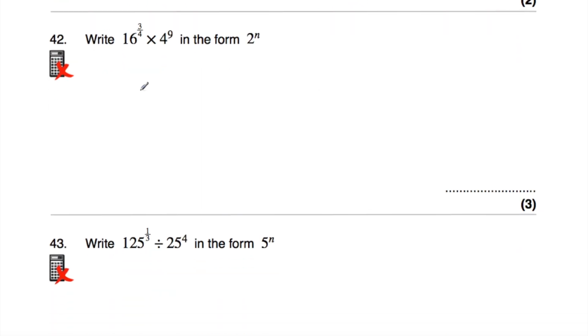Okay, let's look at our next question, question number 42. So question number 42, we've been asked to write 16 to the power of 3/4 times 4 to the power of 9 in the form of 2 to the power of n.